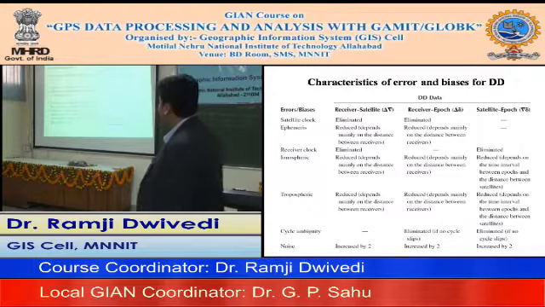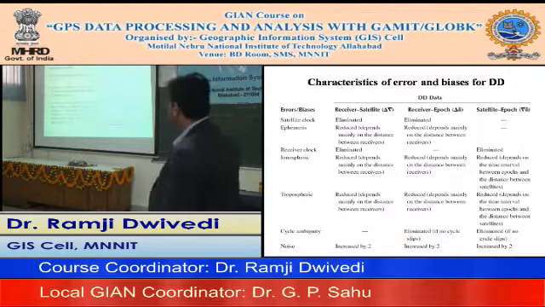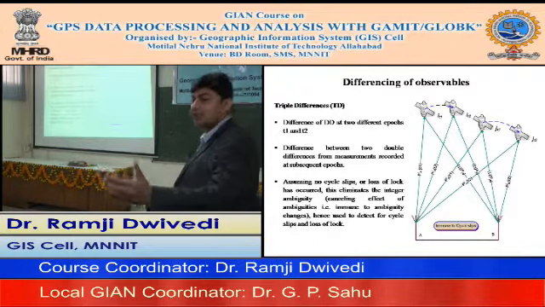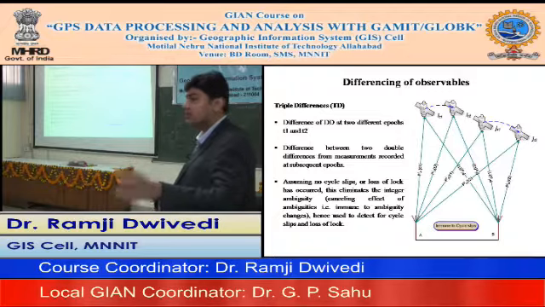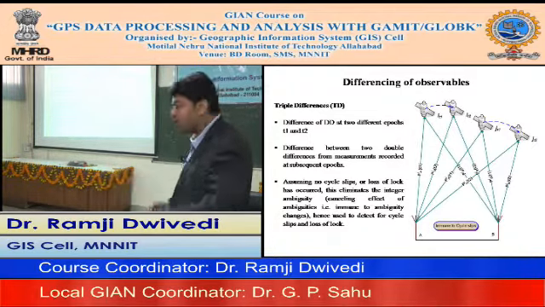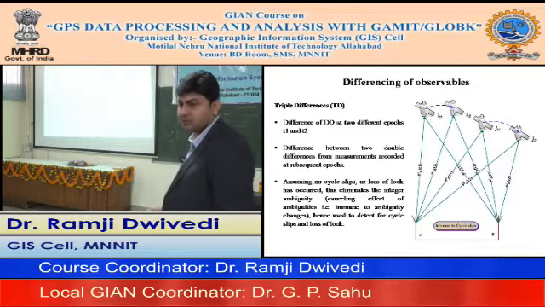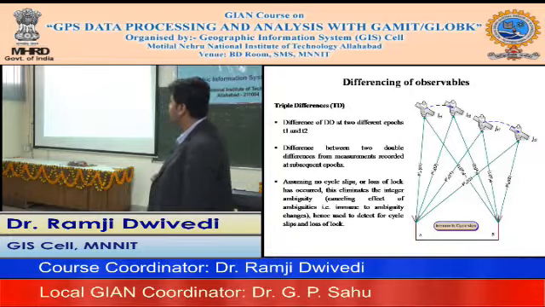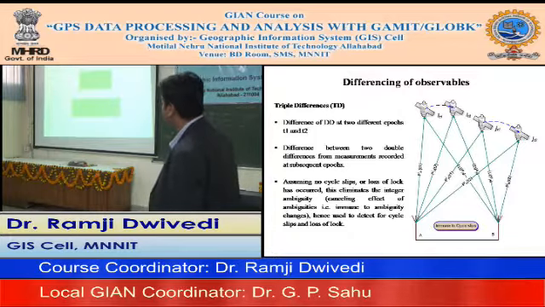Another observable which we call the triple difference. In the triple difference, the epoch increases from the double difference. So the double difference is available for a single epoch. Now you have two double difference observables for two different epochs. So we are taking the difference of these two epochs, and assuming no cycle slip or loss of lock has occurred, the equation is very straightforward.